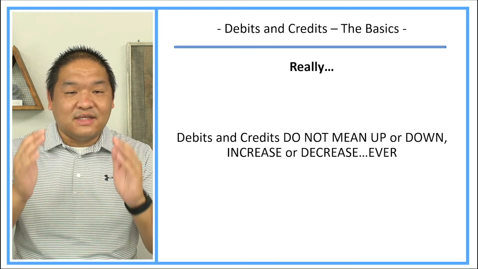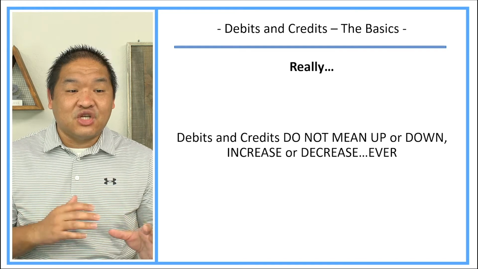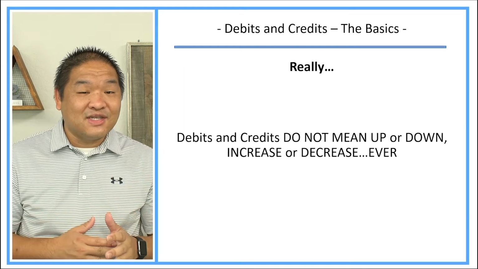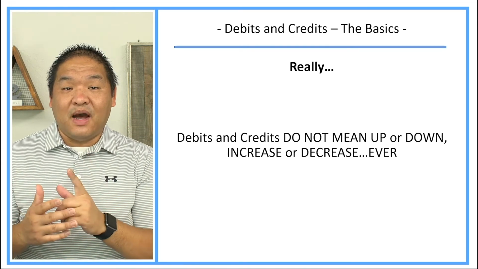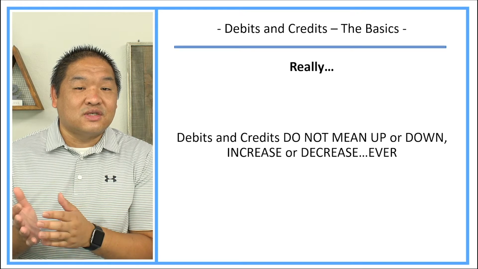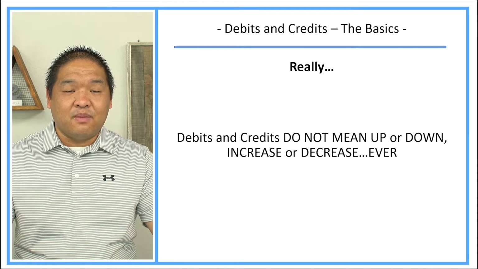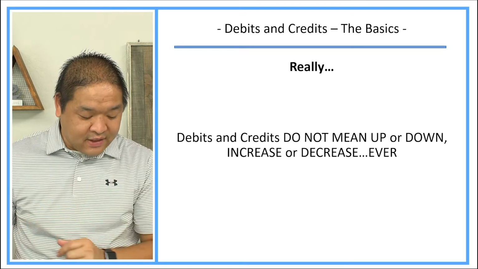But just remember that debits and credits only mean left or right. They don't mean up or down, because you're going to find out in some situations a debit might be up. In other situations, debit might be down. And in some situations, a credit might be up, and then in other situations, credit might be down. So we want to blow those definitions out of your mind. And just remember, debit means left, credit means right.